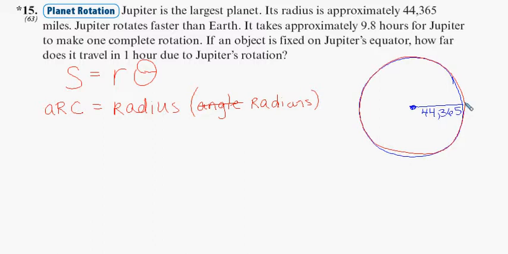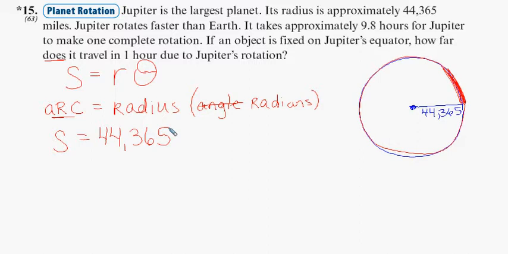So how far does it travel? And that's what we want to know. How far along this path of rotation does it travel? Certainly not the whole way around, because it takes 9.8 hours for it to go the whole way around. So this is what we're looking for. This is our unknown, S. We know the radius is 44,365.